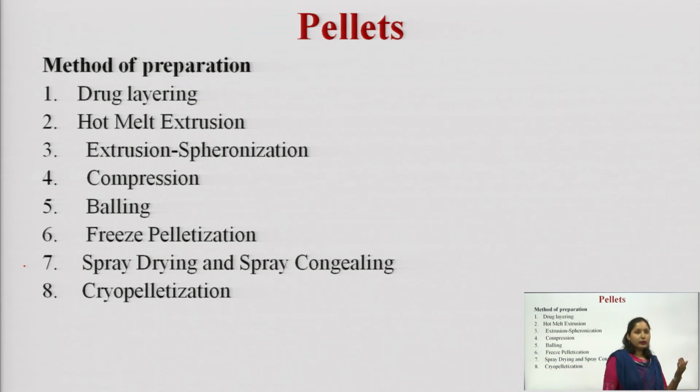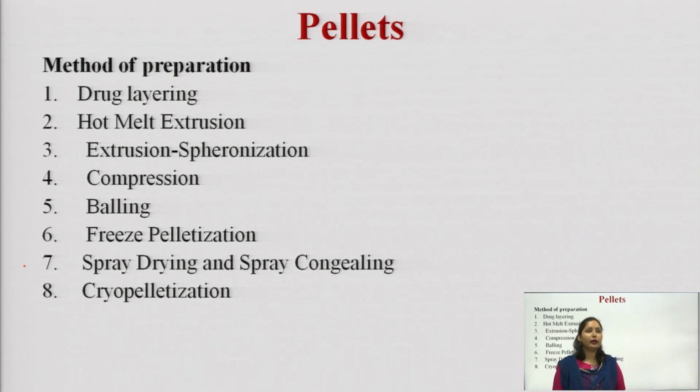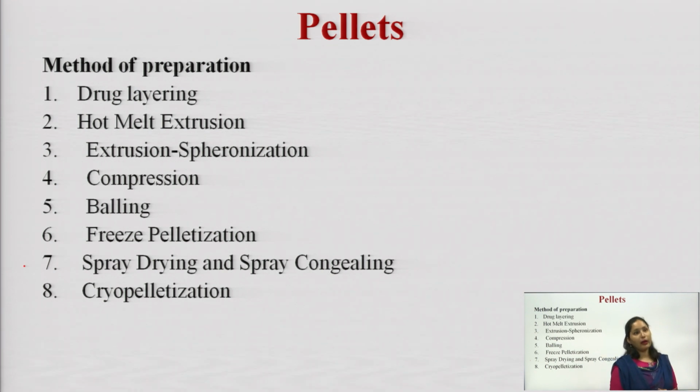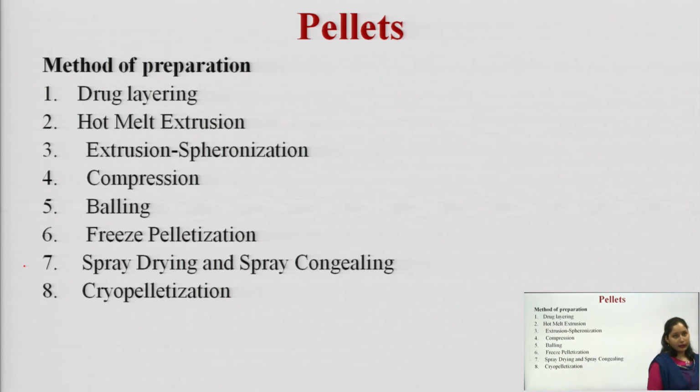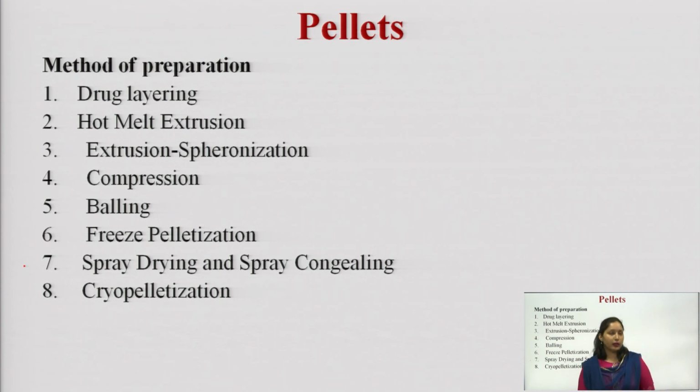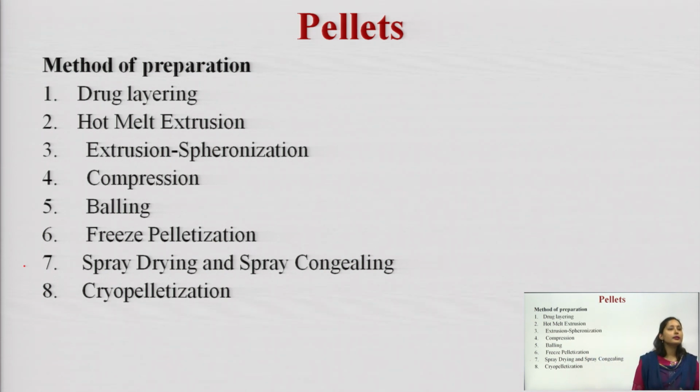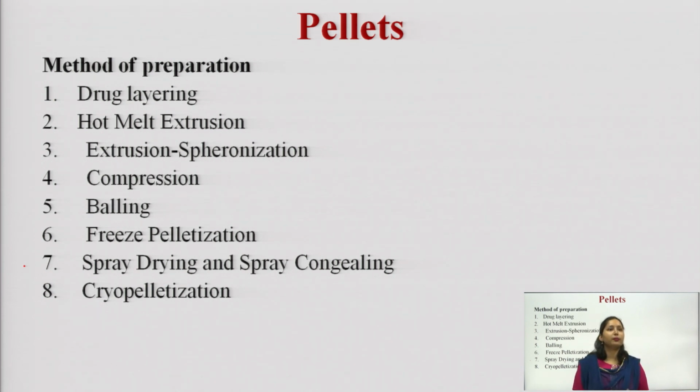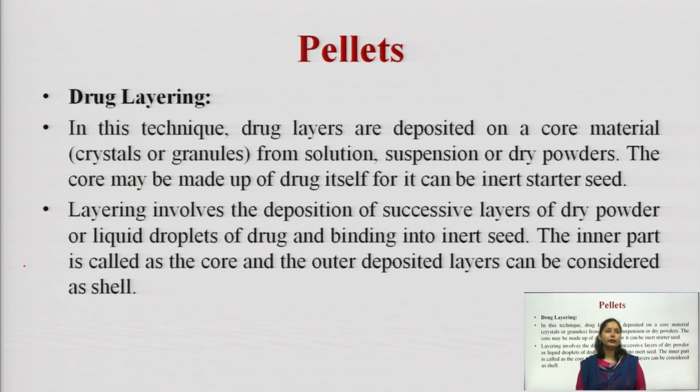Now, after this introduction about the pellets, the next thing is how we are going to manufacture the pellets. What are the different methods of preparation? First is the drug layering method, second is the hot melt extrusion method, third is the extrusion and spheronization method, fourth is compression, fifth is boiling, sixth is freeze pelletization, seventh is spray drying and spray congealing, and eighth is the cryo pelletization method. We are going to discuss all these methods one by one in detail. First is the drug layering method.